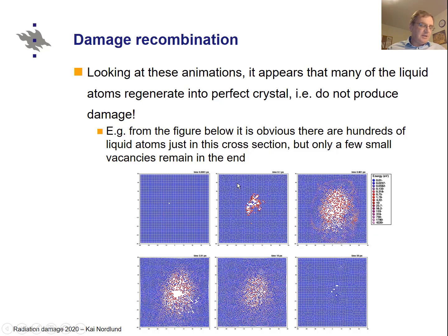And looking at these animations, you really see that many of the liquid atoms regenerate into perfect crystals, so they don't produce damage at all in the metals, whereas in the silicon and germanium you are left with a lot of damage.